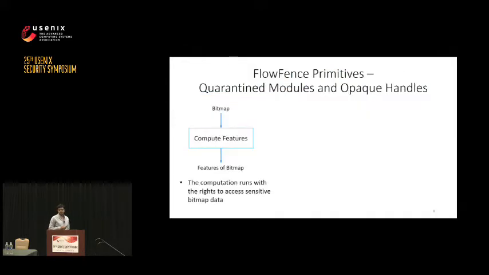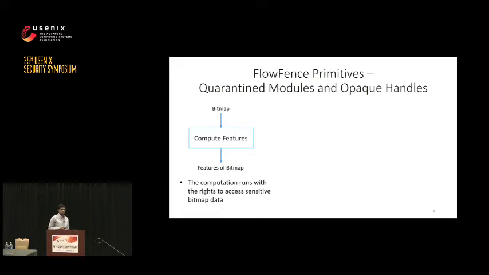So FlowFence provides its security guarantees using two primitives, quarantined modules and opaque handles. I'll explain these with the help of an example. Consider some code that wants to compute feature vectors from a bitmap of a face. Currently, a programmer would simply write a function or set of functions that has the rights to access this sensitive data, and then it would return the feature set to the caller.